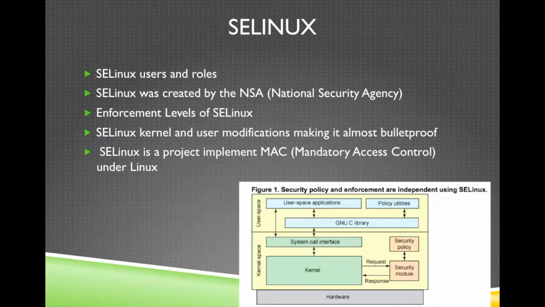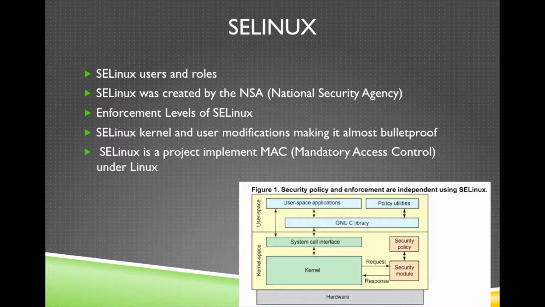In this type of enforcement, a type of identifier is assigned to every user and object. An object can be a file or process, and to access an object, a user must be authorized for the object type. These authorizations are defined as the SELinux policy for enforcements. And then the SELinux kernel and user modifications make it almost bulletproof.